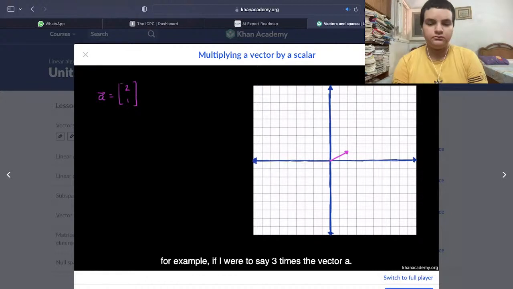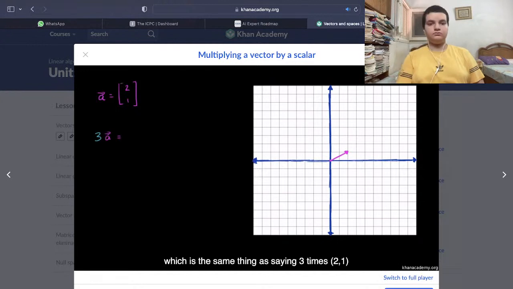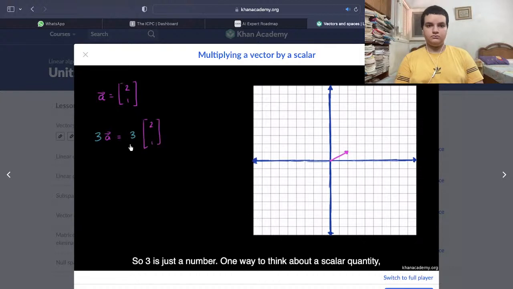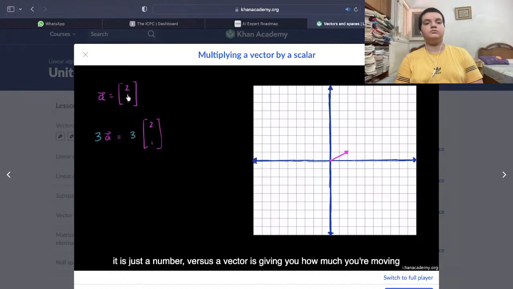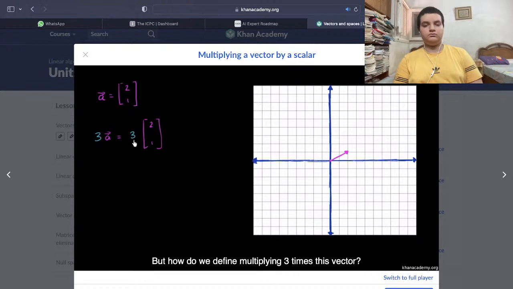So for example, if I were to say 3 times the vector A, which is the same thing as saying 3 times 2, 1. So 3 is just a number. One way to think about a scalar quantity, it is just a number, versus a vector. This is giving you how much you're moving in the various directions right over here. It's giving you both a magnitude and a direction, while this is just a plain number right over here. But how would we define multiplying 3 times this vector right over here?